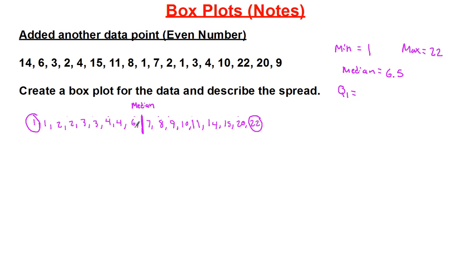I'm going to go from 1 to 6. 1, 2, 3, 4, 5, 6, 7, 8, 9. Okay, so 1, 2, 3, 4. The middle number is the fifth number. 1, 2, 3, 4. Perfect. This is my first quartile. So this is Q1. Of course, this is the minimum. This is going to be maximum. So Q1 is going to be equal to 3 in this example.